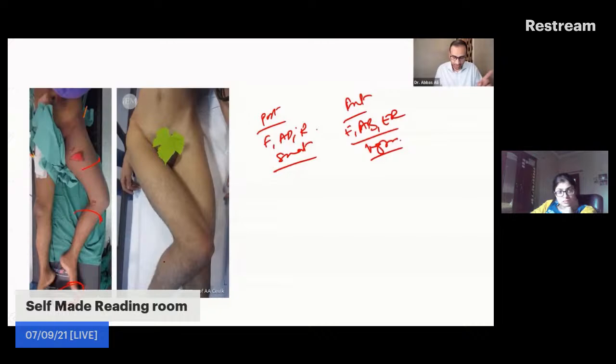What about this? What is happening to the hip here? It is flexed and the thigh is adducted, and the limb is internally rotated. So this is posterior dislocation.